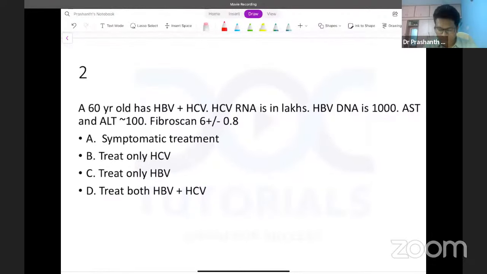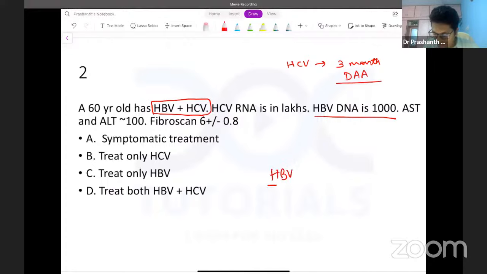When such questions come about combined infection, first see whether there is an indication to treat each of them. What we know is HCV has a definitive treatment, usually consisting of 3 months of directly acting antivirals. So this has to be treated because it is curative. Here there is no indication for treating HBV. But of late, when we read more on this topic, we get to know that when there is a combination of HBV and HCV, the tendency to have an HBV flare is more while treating HCV.